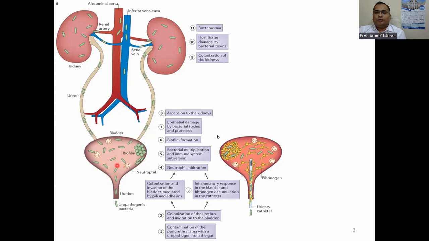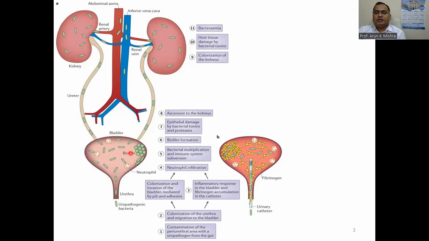After this, neutrophil infiltration and bacterial cell multiplication occur, and as they multiply, they will weaken the immune system, and the pathogens inside this bladder will form a biofilm, and this biofilm will cause epithelial damage by release of bacterial toxins and proteases as well.